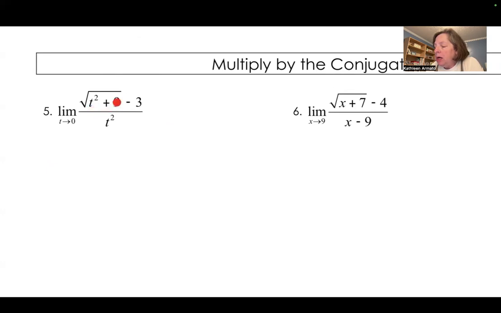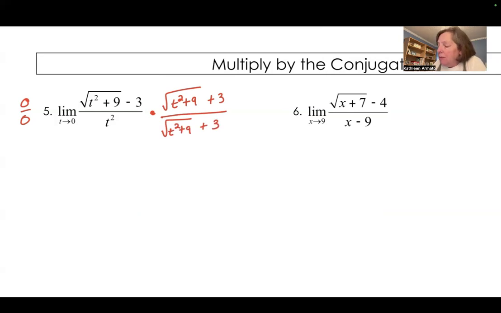If I plug in 0 here, I get the square root of 9, which is 3 minus 3, hey, 0 and 0. So this is a 0 over 0 form. Here's the trick. Where there's the radical, take the conjugate of that term, multiply top and bottom by that conjugate. This is going to give me a radical in the denominator, but I don't care because my goal is not to do simplified radical form. It's to find the limit. All right, let's see what happens here.